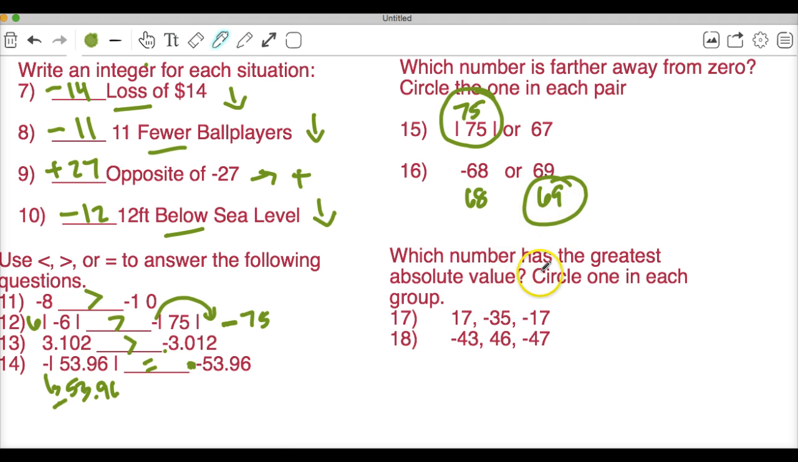And again, just a different way to ask the question is which number has the greatest absolute value. Circle 1 in each group. So this means, again, basically the same as this one, which one is further from 0. So negative 35 is further from 0 than any of these two. And then negative 47 is further away than either of those two. So these two will be our answers for that problem.